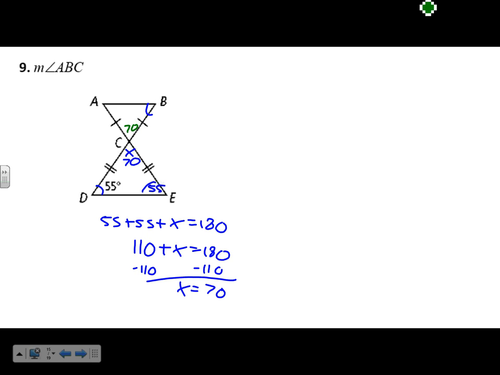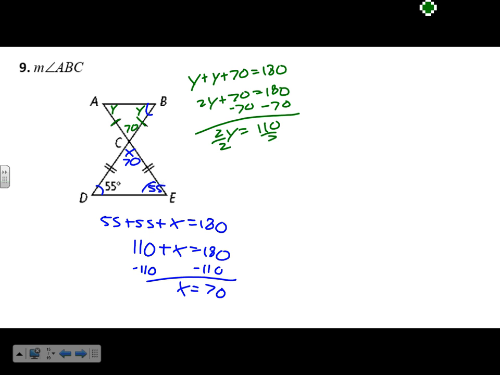And then we have, since I already used x, we'll use y. Those two angles, again, it's an isosceles triangle, so those two angles A and B are both the same. So we have y plus y plus 70 is equal to 180. That's 2y plus 70 is equal to 180. Subtract 70. 2y is equal to 110. Y is equal to 55.